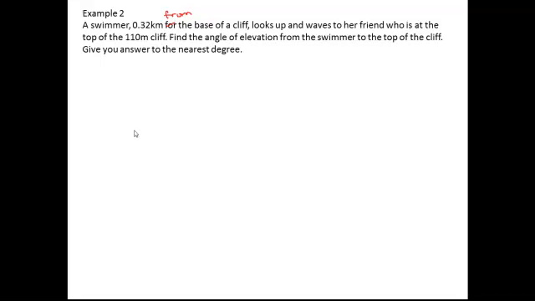So I'm going to draw my swimmer in here, and I don't have very good drawing skills, so I'm just going to draw a stick person. There's my swimmer. And her friend is on the top of a cliff. So let's just say that's my cliff. And there's the friend standing at the top of the cliff. So the swimmer is 0.32 kilometers from the base of the cliff. So let's draw that in. So that's the water there. And that distance is 0.32 kilometers. And the height of the cliff is 110 meters.